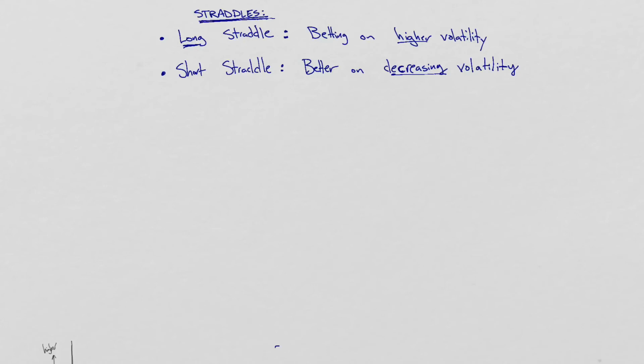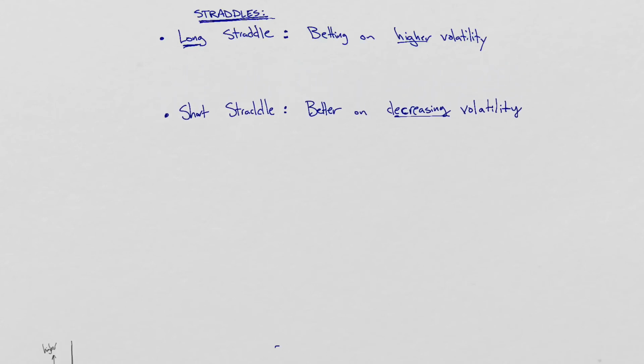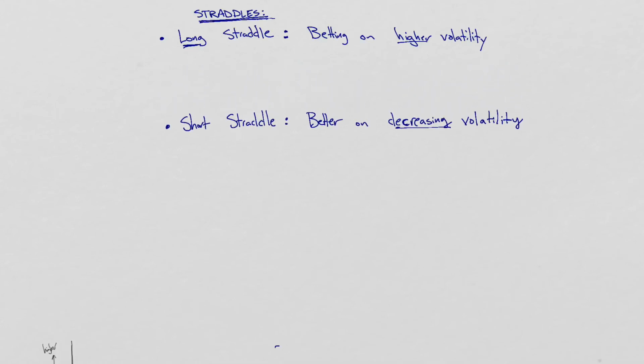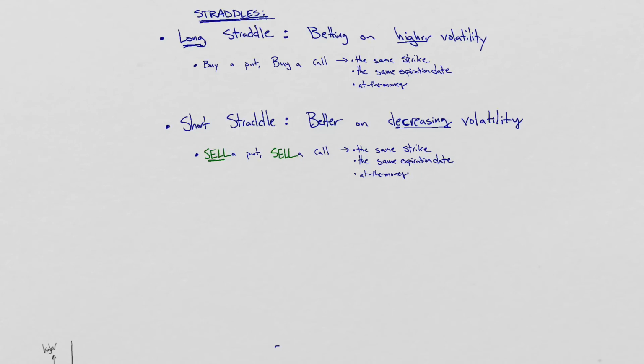So we've seen how a long straddle works. That's where you buy a put and you buy a call, and they have the same strike, expiration date, and they're both at the money. A short straddle is just the opposite. So rather than buying a put and buying a call, the only difference is that you sell both. Sell a put, sell a call. Still have the same strike, expiration date, and moneyness.